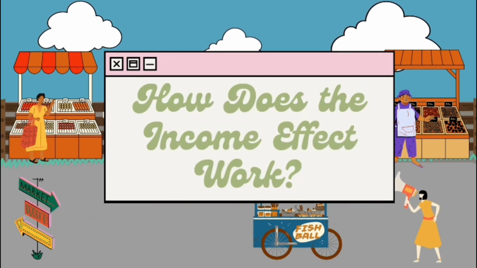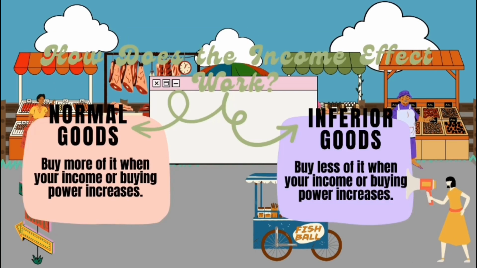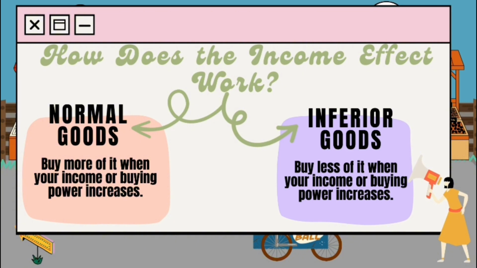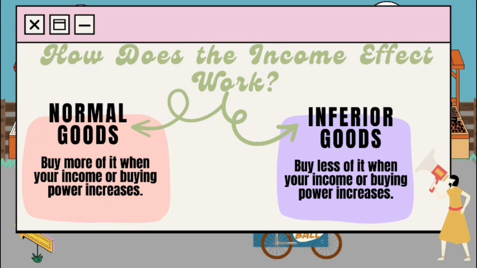How does the income effect work? As your income rises, you likely will change how much you spend on different goods and services. A good is considered to be a normal good if you buy more of it when your income or buying power increases. A good is considered to be an inferior good if you buy less of it when your income or buying power increases.